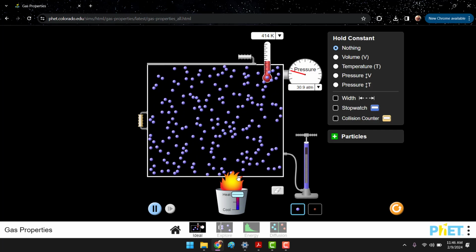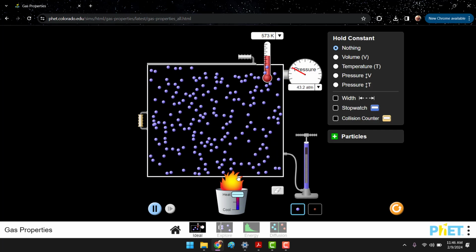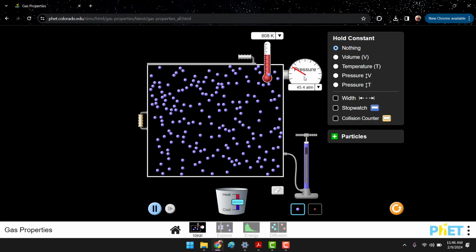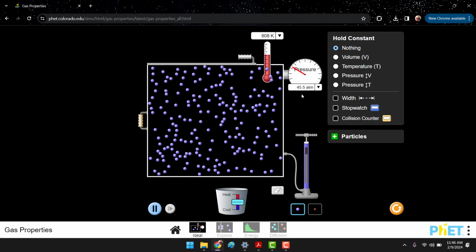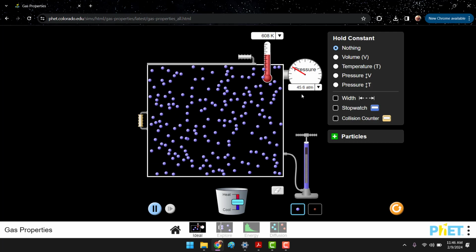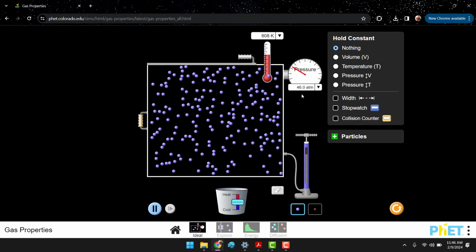Heat, heat, heat, heat. Temperature's going up, up, up. And so is that pressure. That pressure went up. Because more energy means more collisions against the sides of the container. That's pressure.